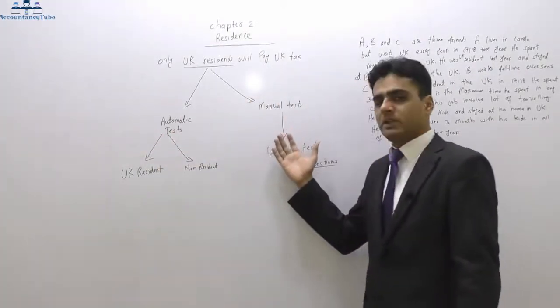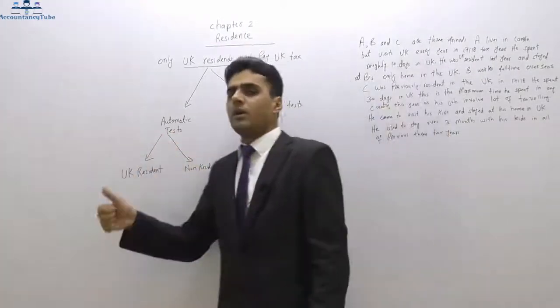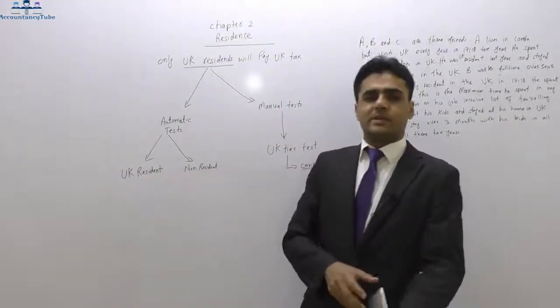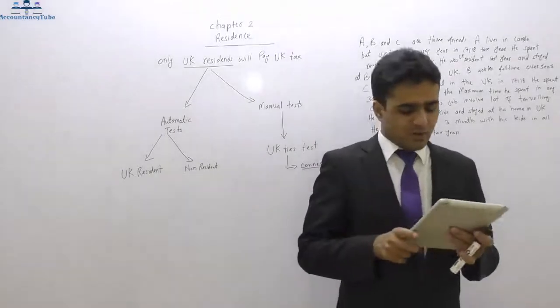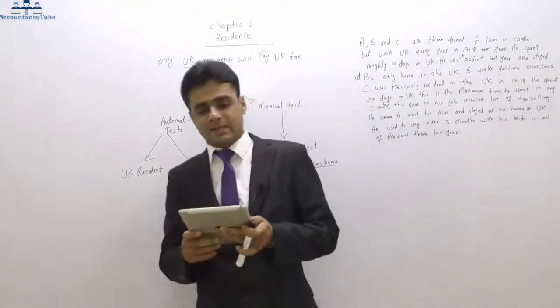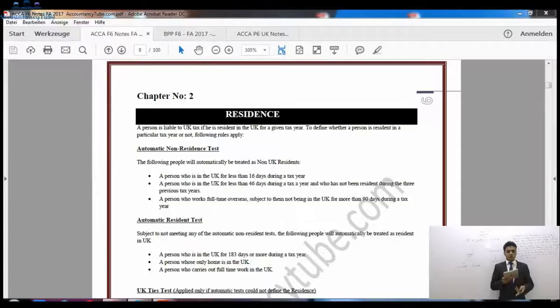We will see the manual test later on, but first we have to determine whether we are UK resident or non-resident with the help of automatic tests. Now let's go to our lecture notes and see how to determine what those automatic tests are. If you come to page number 6 of your lecture notes, chapter number 2, residence.